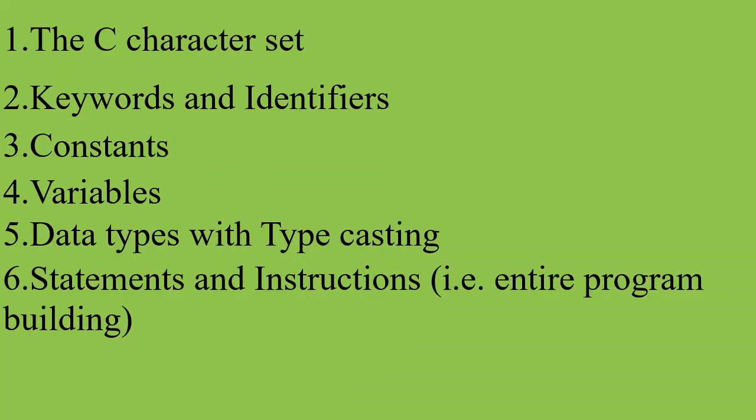To write a simple or basic program, we need to know number 1, the C character set. Number 2, keywords and identifiers. Number 3, constants. Number 4, variables. Number 5, data type with typecasting. With the help of the above 5, we can construct statements and instructions which in turn becomes a program.